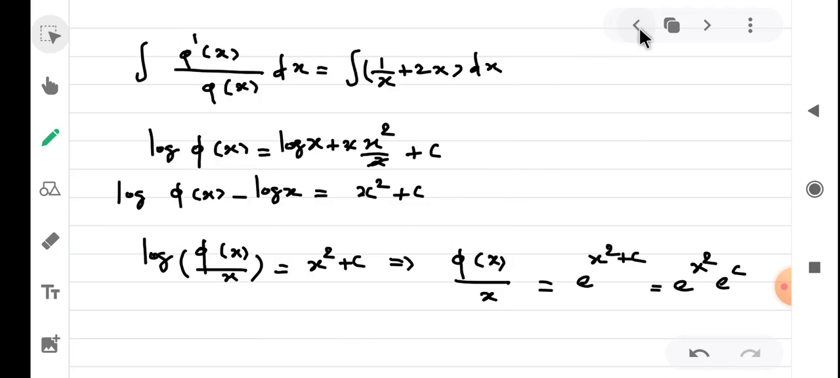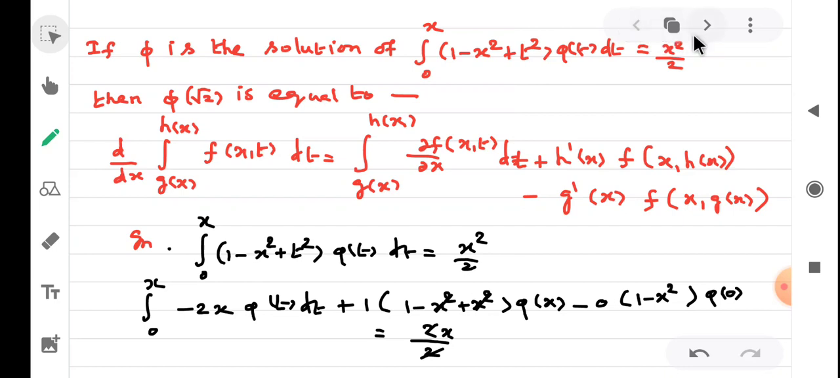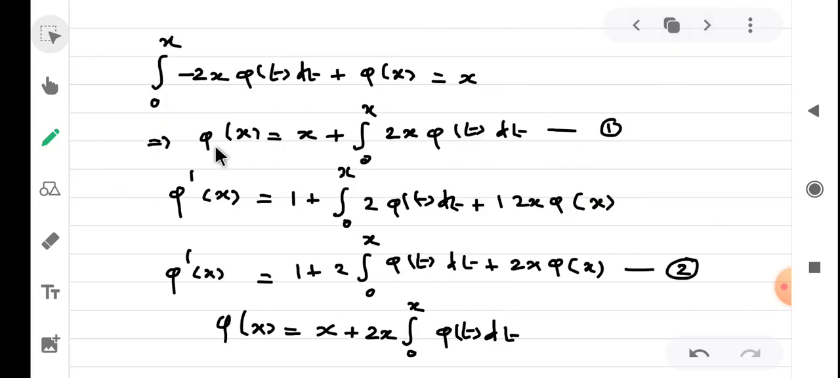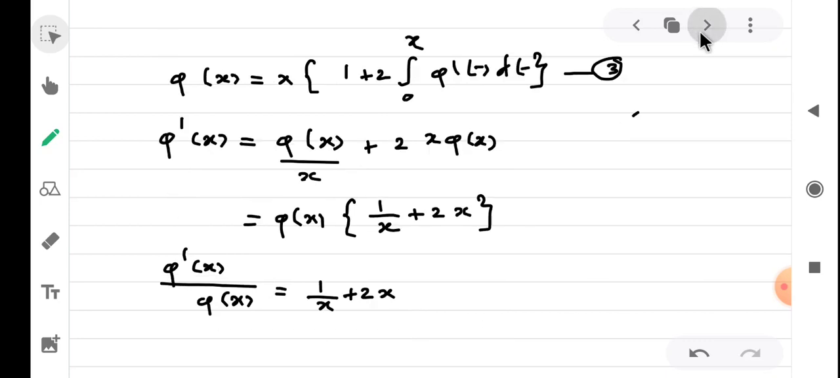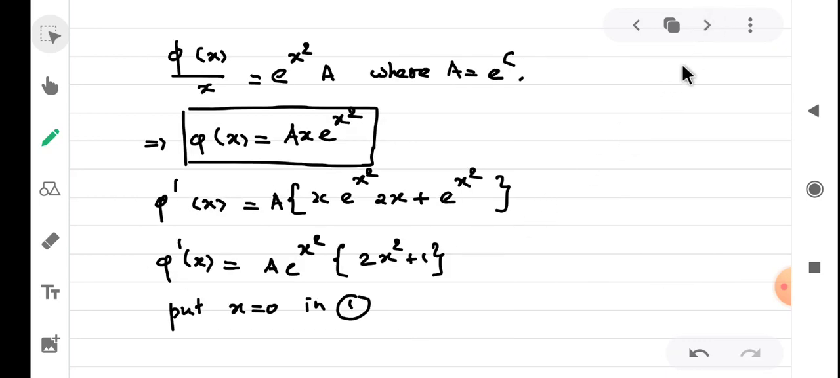Now let us see the first equation. So phi of 0 is equals to 0 plus this also 0. So if I substitute x equals to 0, I will get phi of 0 equals to 0. Use this condition to calculate a value.